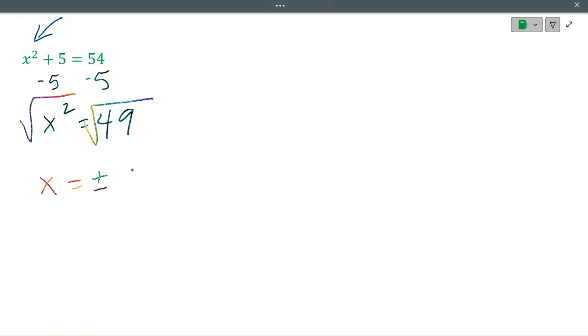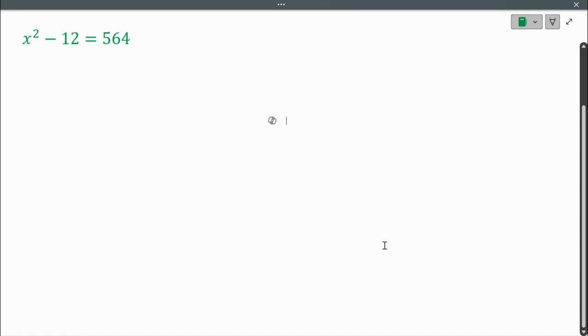In this case, the square root of 49 is 7. What this solution means is that the value of 54 occurs when x is 7 and when x is negative 7.